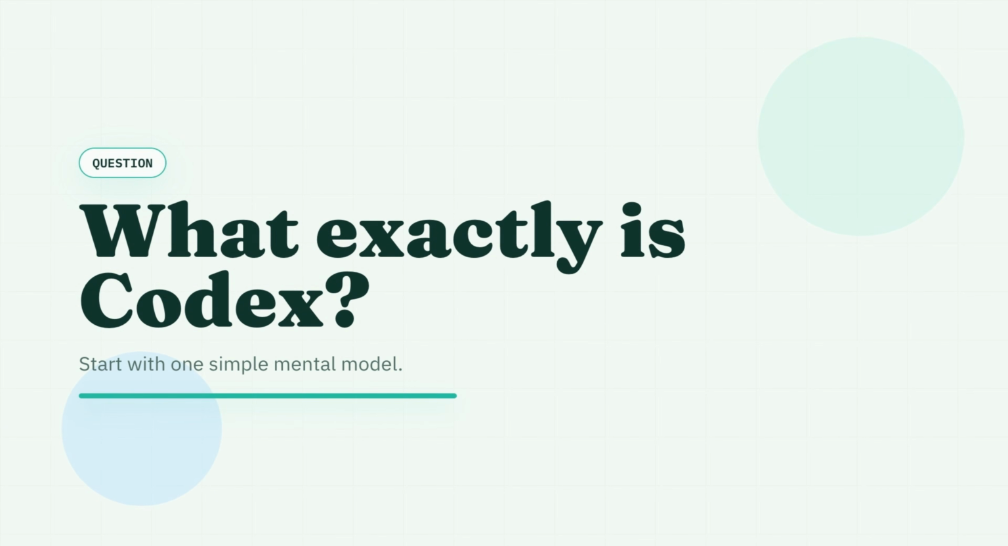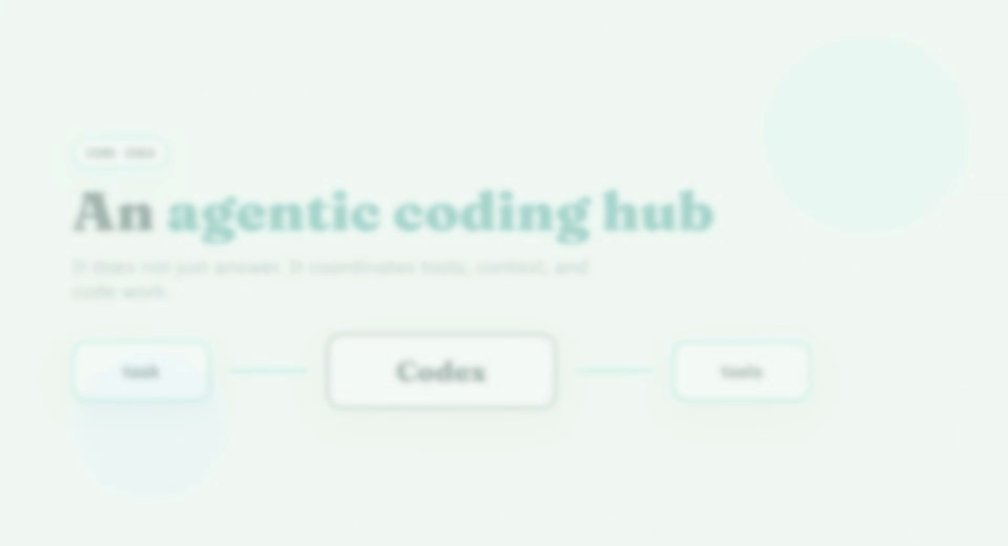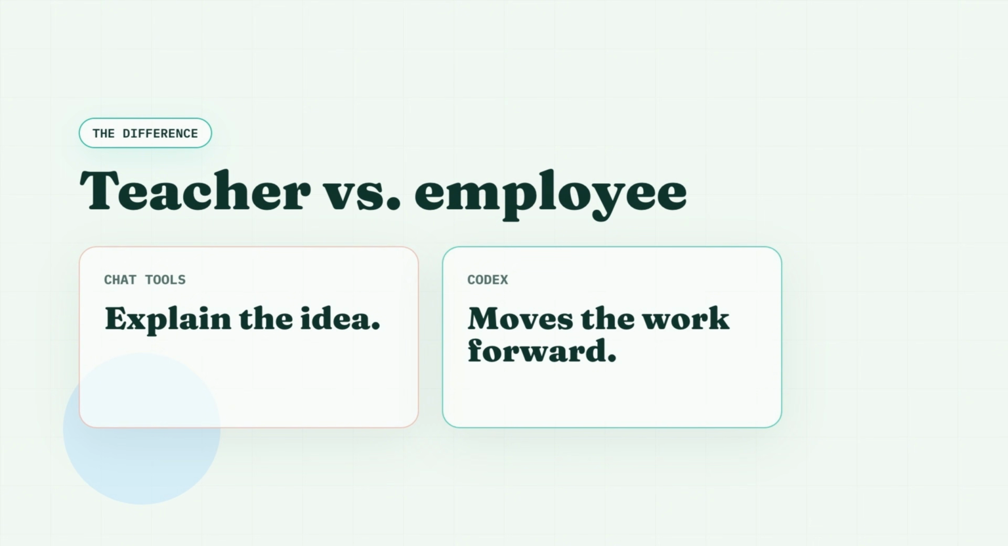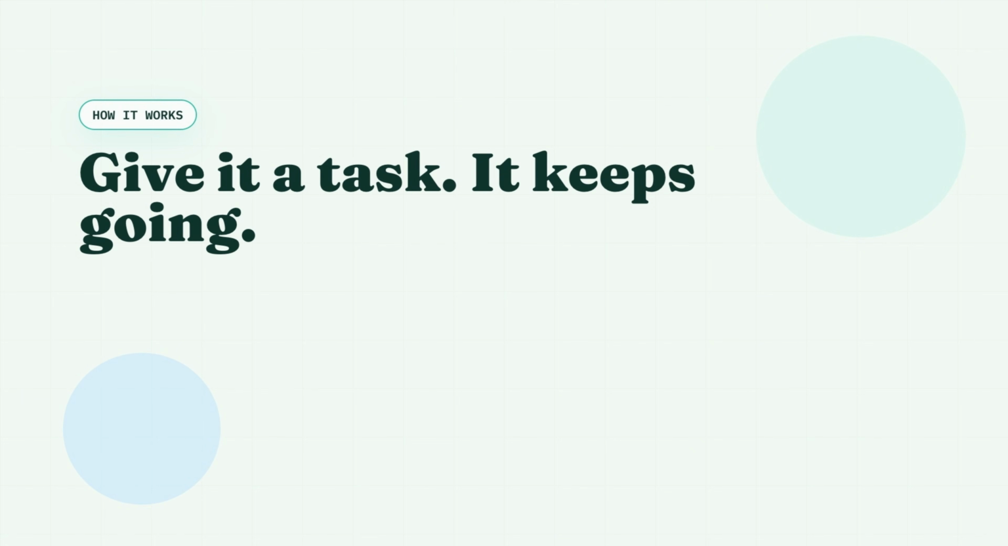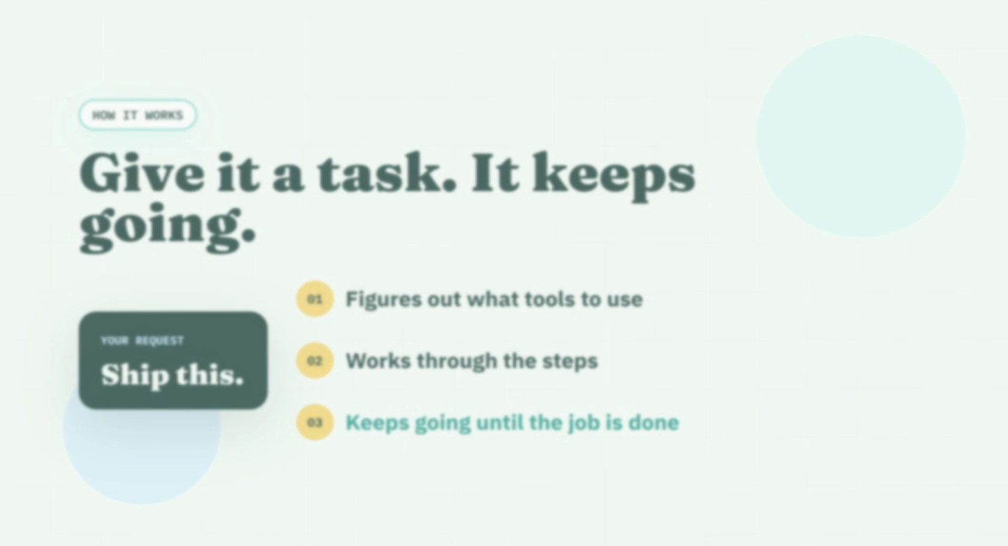What is Codex? The easiest way to understand Codex is to think of it as an AI coding agent. Unlike ChatGPT or Gemini, which mainly explain and answer questions, Codex actually gets the work done. Think of ChatGPT as a teacher, but Codex as an employee. You give it a task and it chooses the right tools, executes the work, and keeps going until it's finished. By the way, everything you're seeing in this video was built with Codex through code.